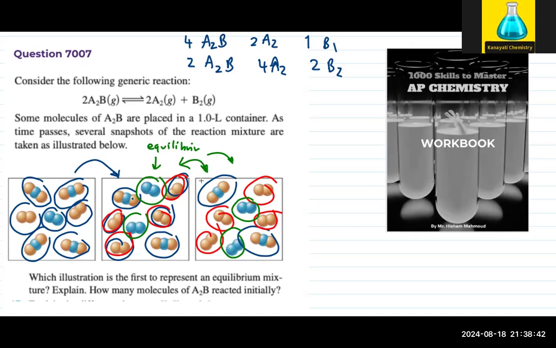Again, I know that the second part is a little bit difficult. How many molecules of A2P reacted initially? You are saying that this is the equilibrium. At equilibrium, there are 4 molecules. So this is the 4 molecules of A2P. So I can see here, this is the equilibrium. And how many A2 do I have? I have 1, 2. So I have 1, 2, and 2. So how many molecules were there initially?